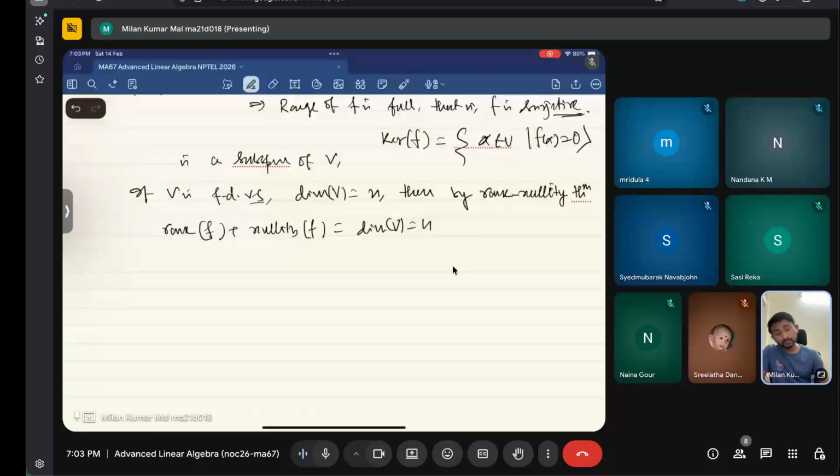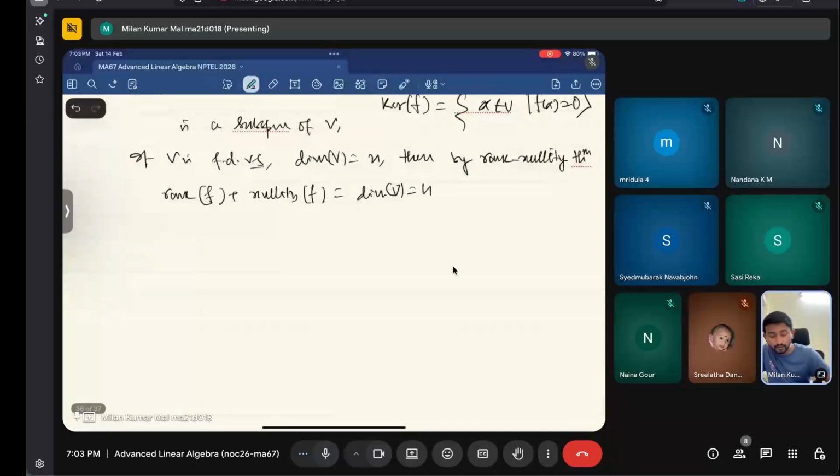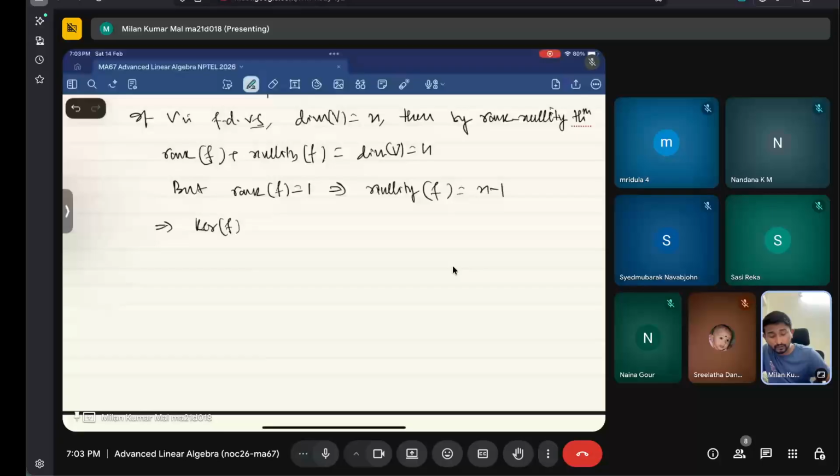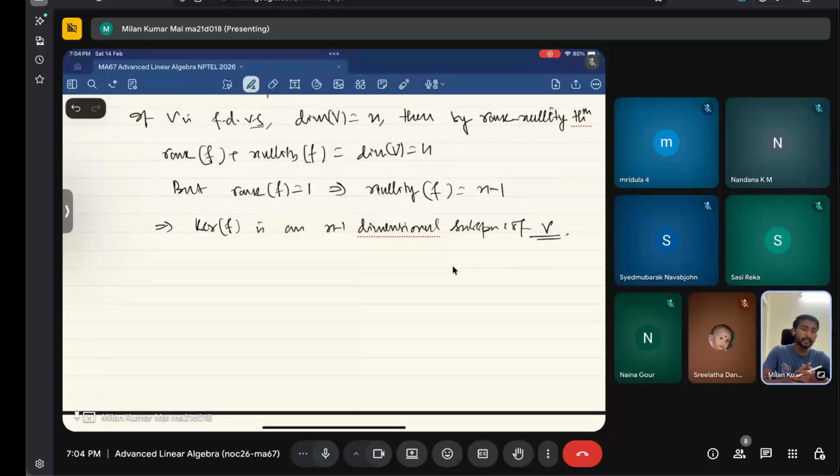So what did we obtain? What is nullity? Nullity means the dimension of the kernel of f. So that says the kernel of f is an n minus 1 dimensional subspace of V, and this fact is true for any linear functional. And what is a hyperspace? If you are taking a finite dimensional vector space of dimension n, then any n minus 1 dimensional subspace of V is called a hyperspace.